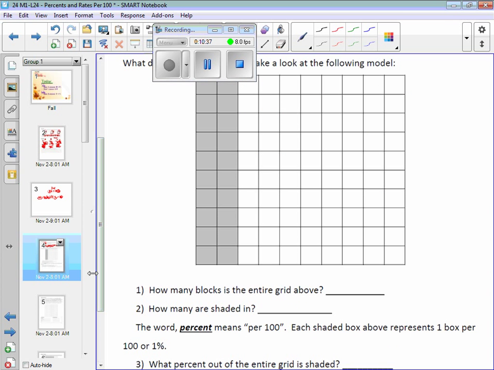Okay, we model it using a 10 by 10 grid. Sometimes they're called base 10 blocks. The percent shaded is representing the percent of the discount. The entire grid is how many blocks? 10 by 10. 100. How many are shaded? James.